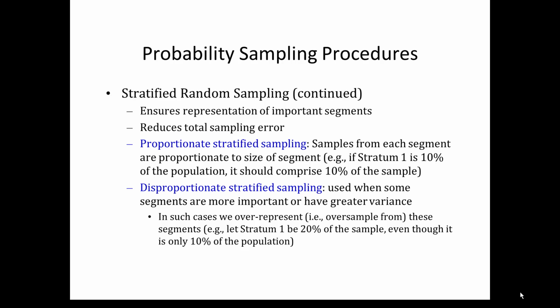A second situation when disproportionate sampling would be appropriate is when a segment is more heterogeneous, that is, it has more variability than other segments on the variables that we are measuring. Heterogeneity increases sampling error, as we saw earlier, so if we needed to reduce the sampling error for that segment, we would have to oversample from it.